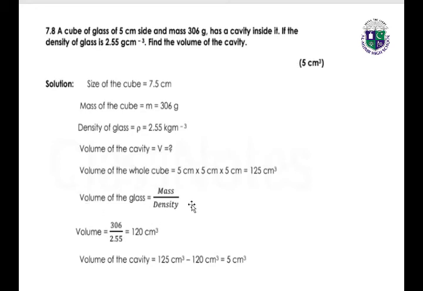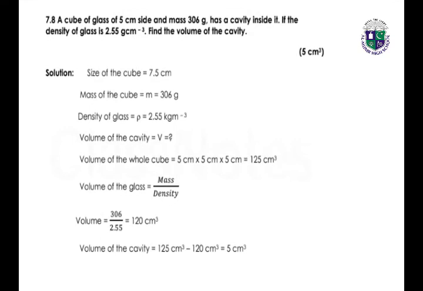We will take the same formula as we did above. Volume of the glass is equal to mass over density. By calculating the given values we will get the volume of the cavity.